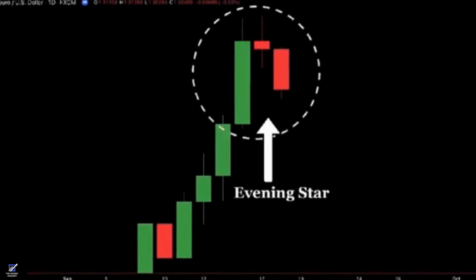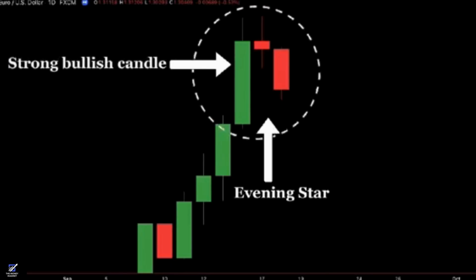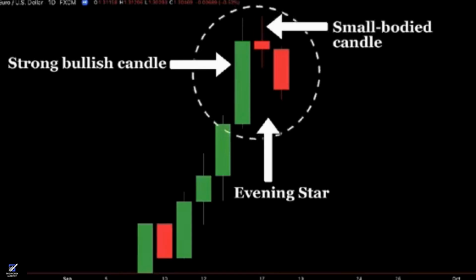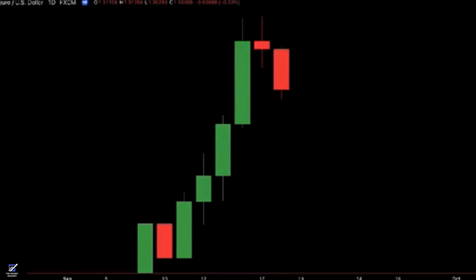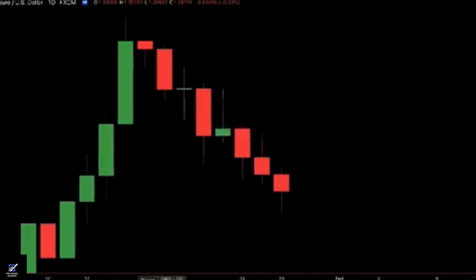The evening star is a powerful bearish reversal pattern that signals a potential shift from an uptrend to a downtrend. It consists of 3 candles and forms at the top of an uptrend, warning that buyers are losing strength and sellers are taking control. The first candle is a strong bullish candle, showing that buyers are still in control. The second candle is a small-bodied candle, which can be a doji or a small bullish or bearish candle, indicating that momentum is slowing down and indecision is creeping in. The third candle is a strong bearish candle that closes deep into the body of the first candle, confirming that sellers have taken over.